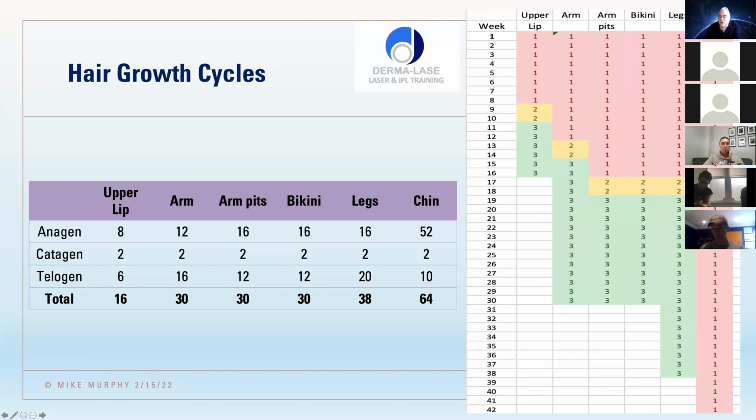So the growth cycle across the body varies enormously. It just does, and there's not an awful lot we can do about it. That's the reality of it. The anagen phases, as you can see here, range from 8 to 12 to 16, 16, 52 for the chin. So how do we know when the hairs are in anagen? Because we can only kill follicles when they're in anagen. How do we know? Well, the reality is we don't. It's impossible to predict these things.